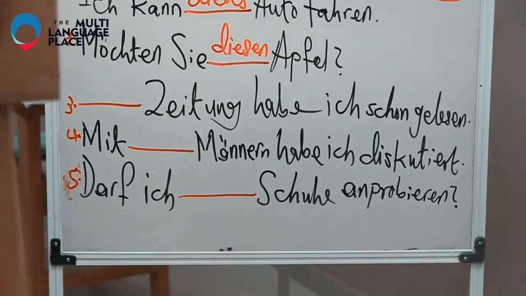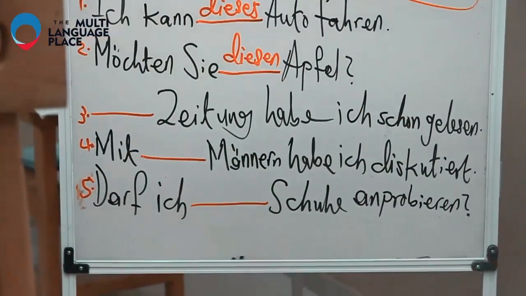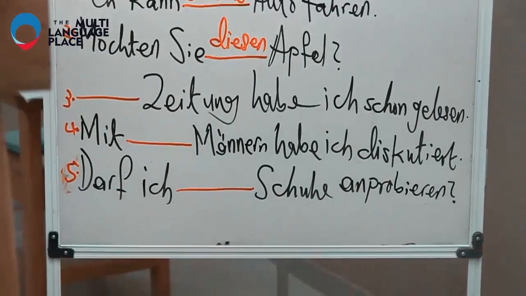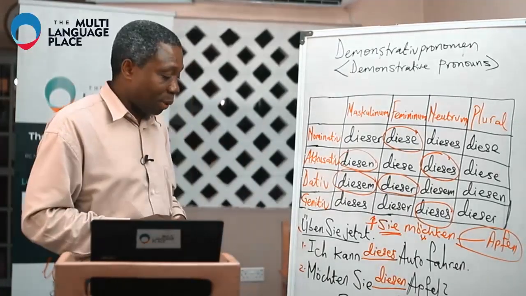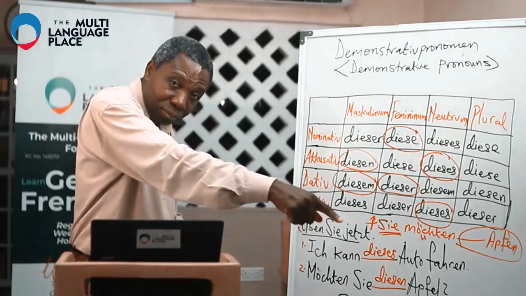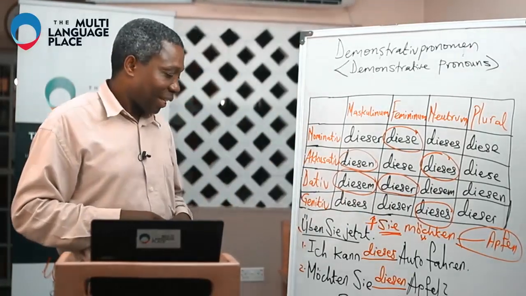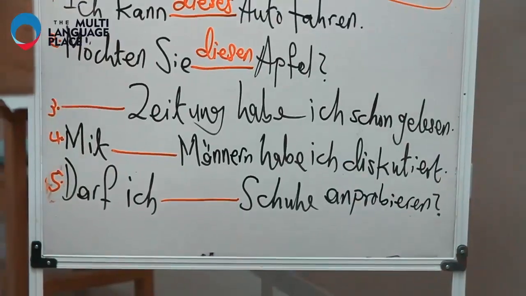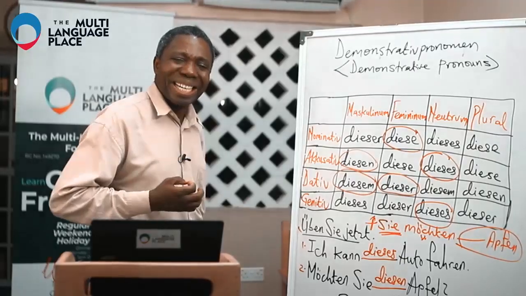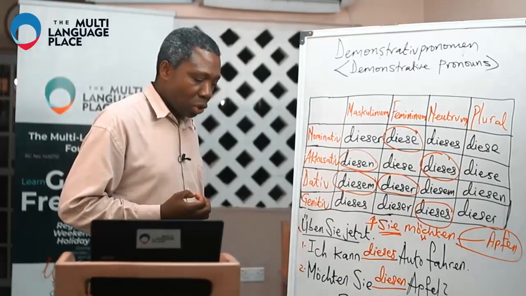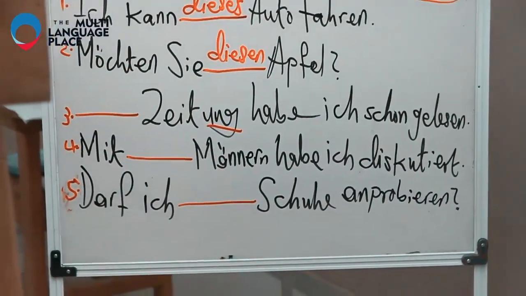Nummer 3. Das Zeitung habe ich schon gelesen. What he's saying is, the newspaper, I have read it. I've read the newspaper. If you are talking of this newspaper, this one, I have read it. Demonstrative. Pointing. Yeah? Demonstrating. So, what are we going to put here? To answer that question, you find out what is the gender of Zeitung, newspaper. Zeitung, say it, Zeitung. What is the gender? Remember, because of the UNG, it's feminine. Yeah, Zeitung.